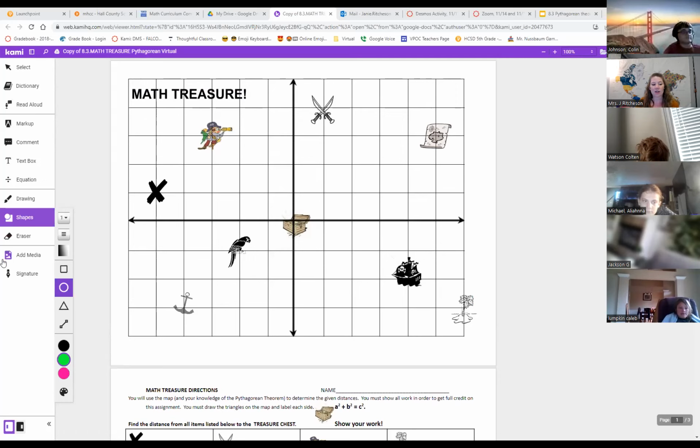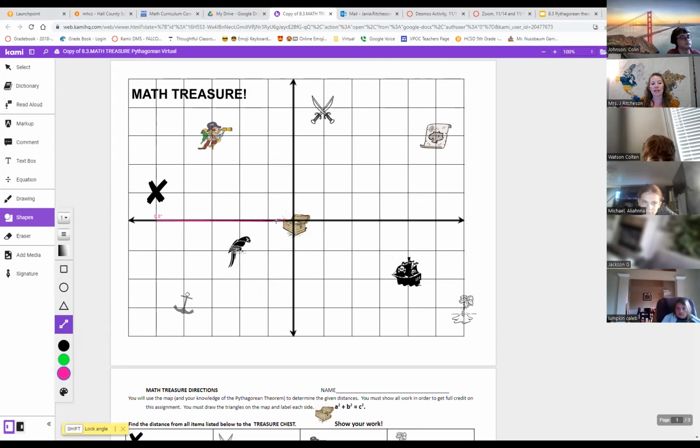So I'm going to come over here to my shapes. Under shapes, I have a straight line. Okay. Everybody watching me? All right. So you are going to draw a triangle. I can either go across here or I can draw my line across this way. It doesn't matter. Either one of those is going to be fine.